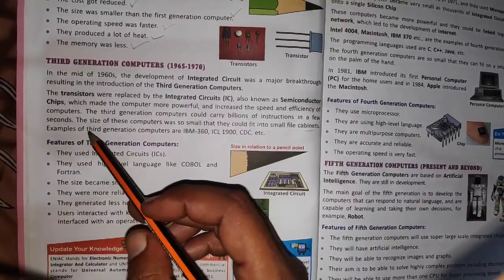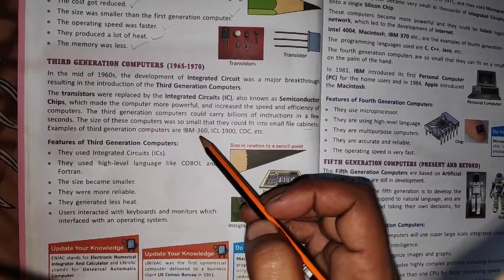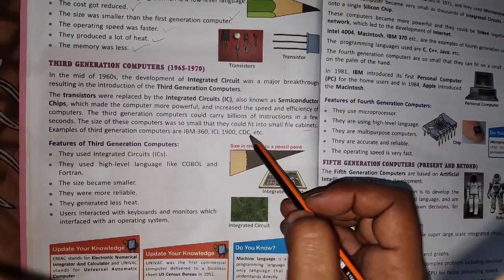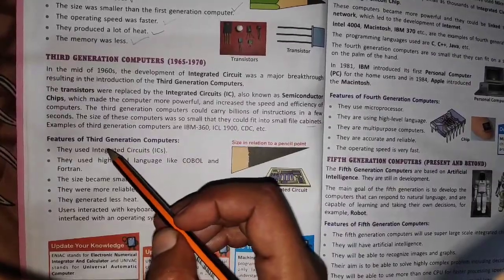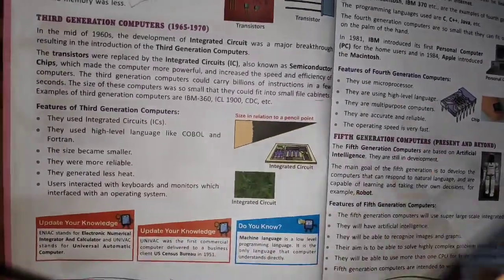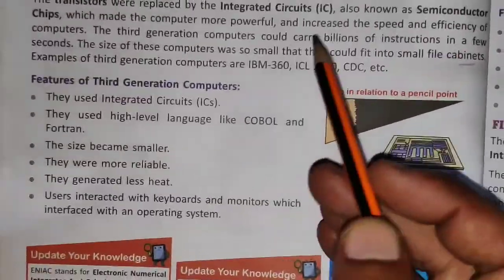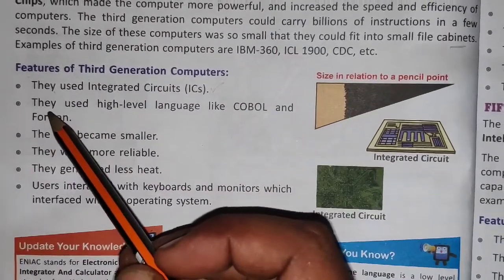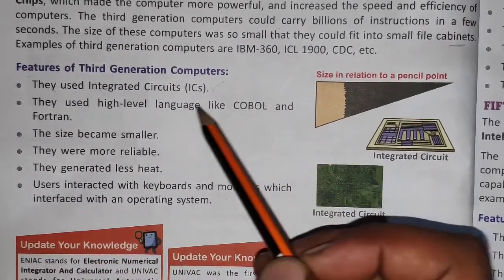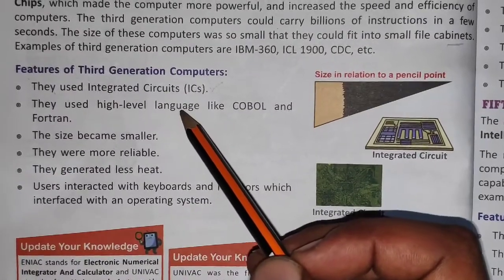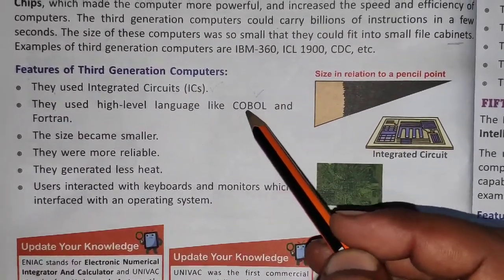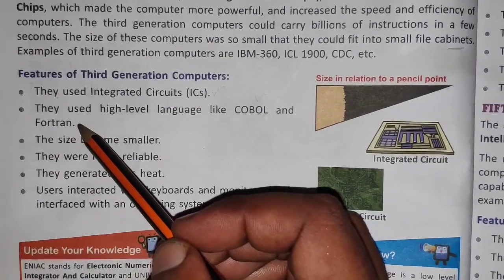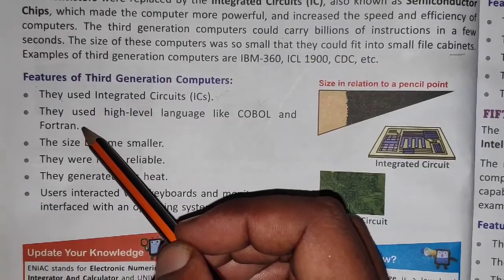Examples of third generation computers are IBM 360, ICL 1900, and CDC. Next we have the features of third generation computers. The first point is they used ICs, integrated circuits. And now this is the main thing: they used high level languages in place of low level languages, like COBOL, Common Business Oriented Language, and Fortran, that is Formula Translation. So these languages were used in third generation computers.